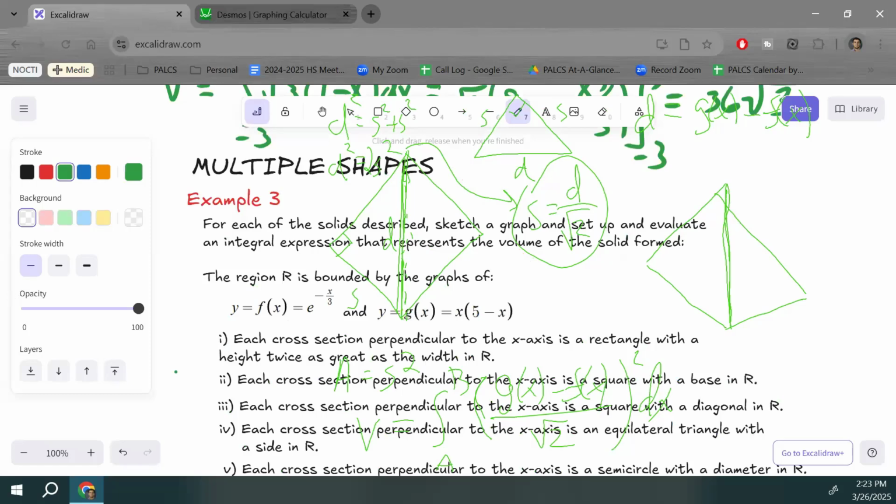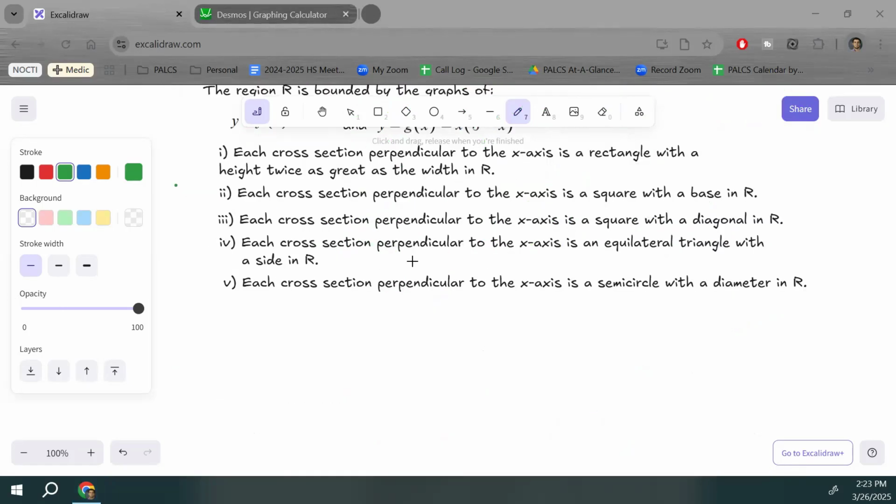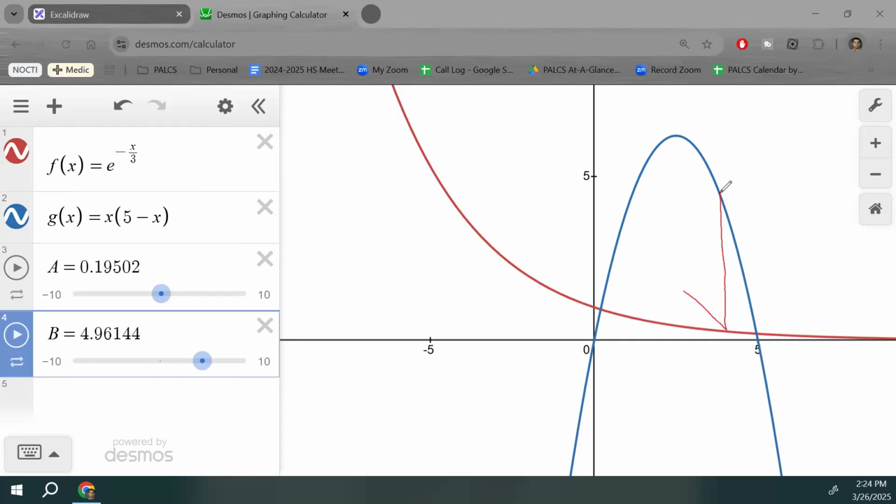The next one, we've got 2 more that we're going to do in this video. Each cross-section perpendicular to the x-axis is an equilateral triangle with side in R. Do our representative slice, and it's going to be triangles. Well, the area of an equilateral triangle, remember each side is x, and this would be the height. Okay, so to get the area of the triangle, it's going to be 1/2 base times height.